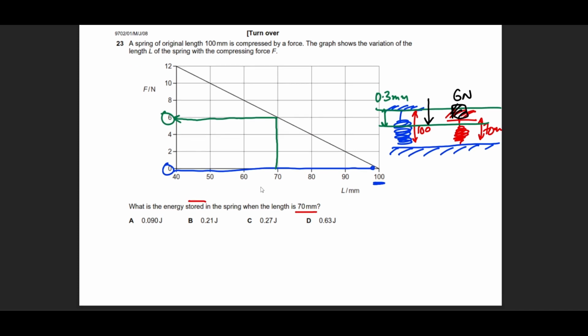Okay, so we have applied a force of 6 newtons and the extension, be careful, is 30. So the formula will be 1 over 2, force is 6 and the extension is 30 times 10 raised to the power minus 3, because we want to find it in joules, so millimeters should be converted to meters. When you solve this question, you will get the answer of 0.09 joules. This is option A.